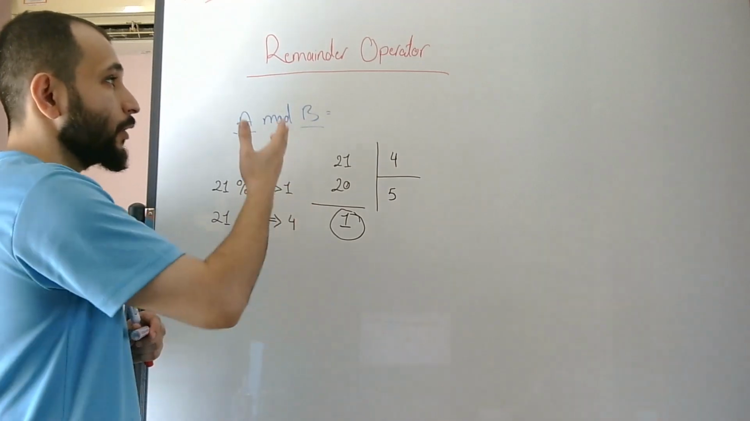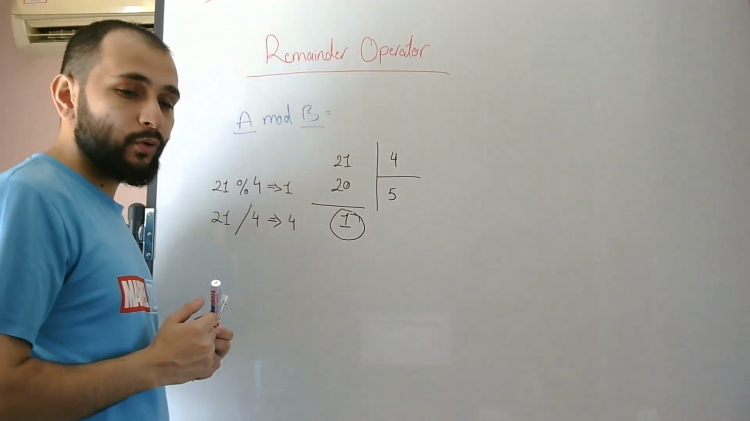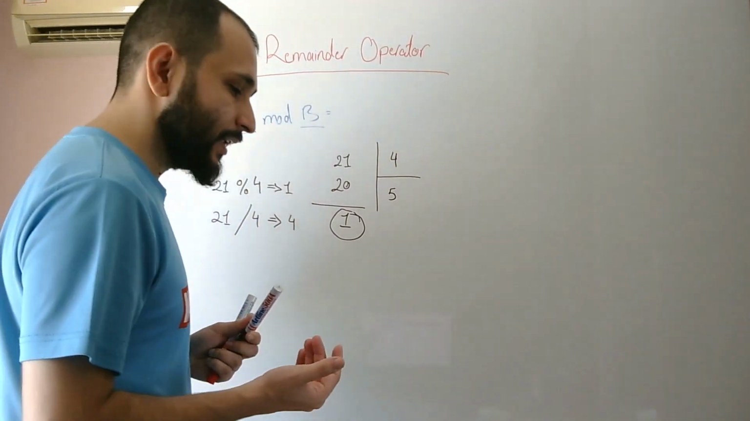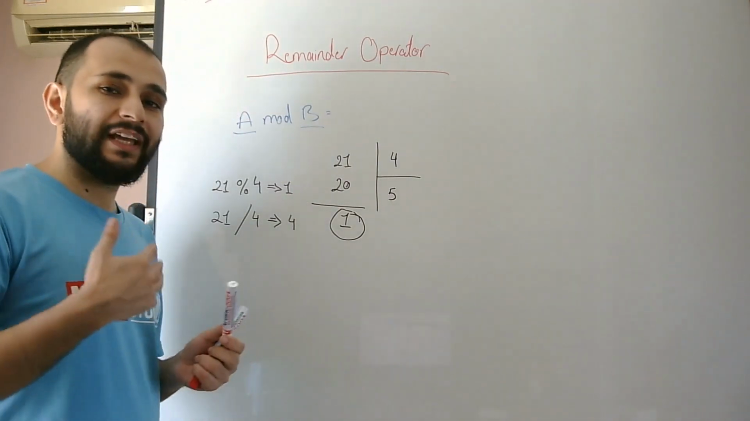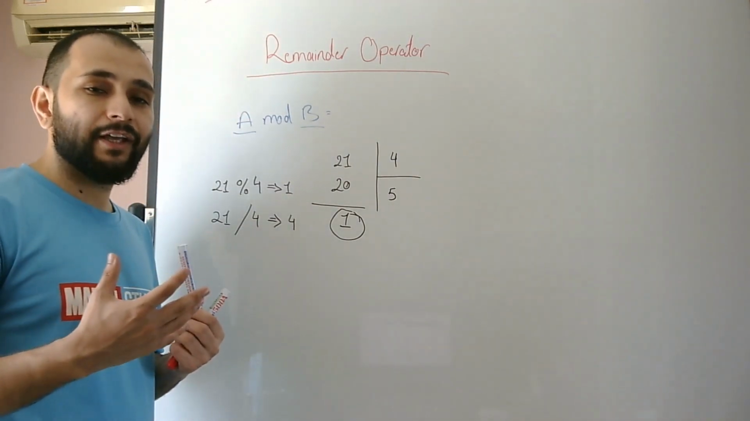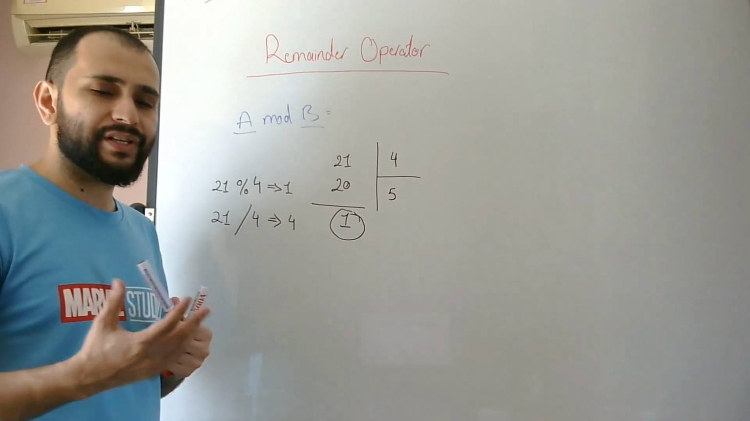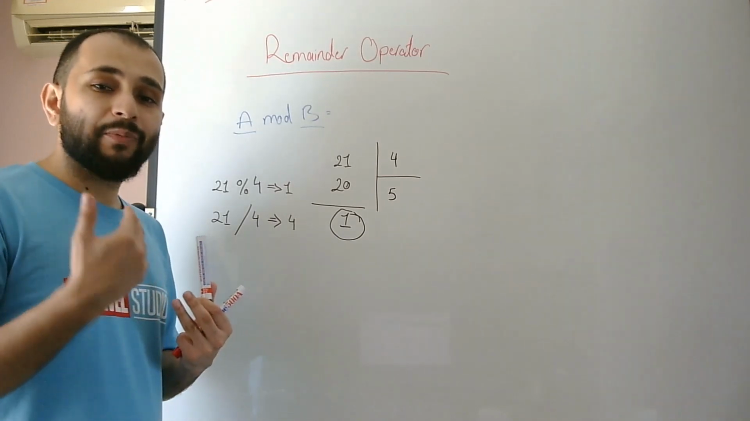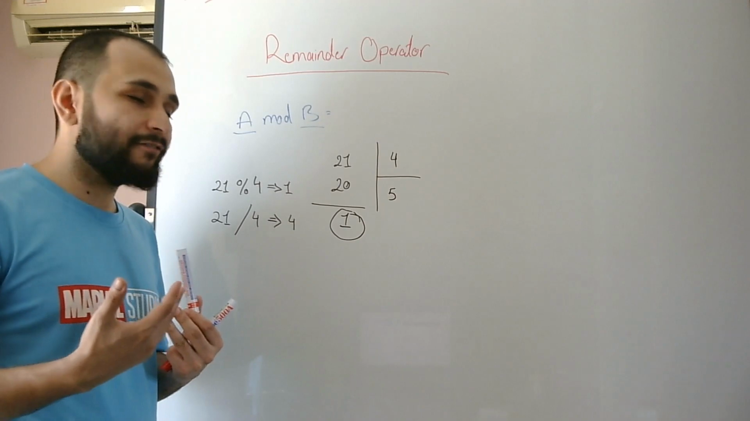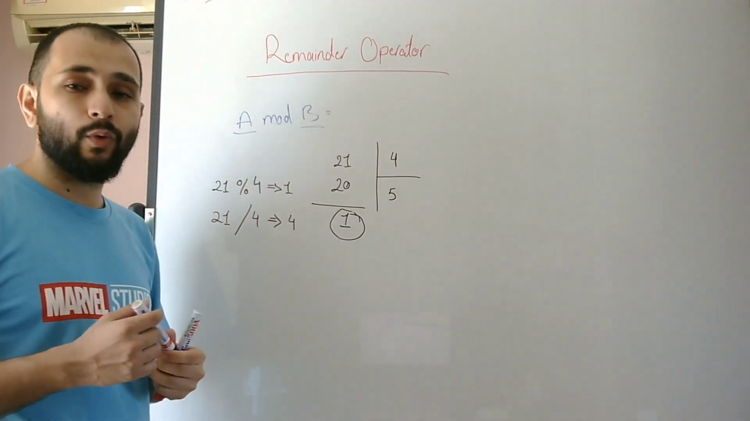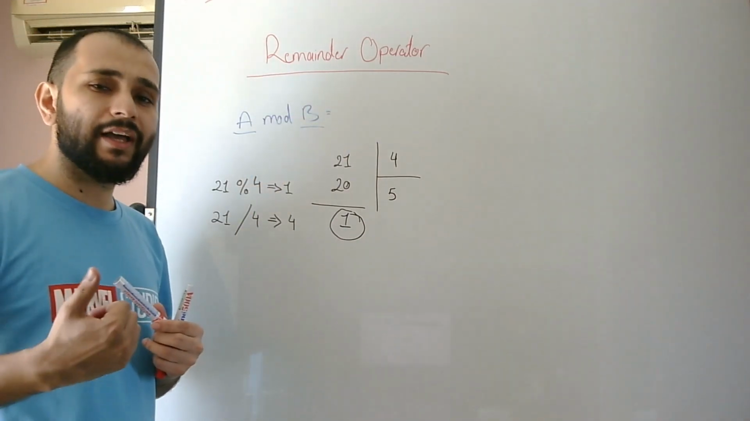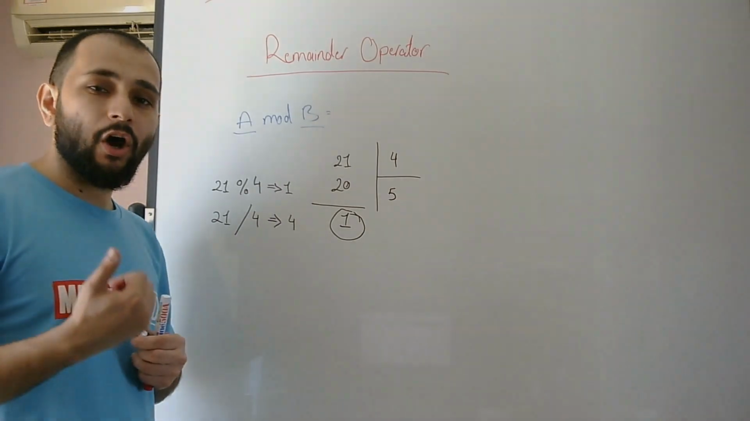And this is how the remainder operator works in the C programming language, and it will be useful in some applications that we will later see, finding odd and even numbers and some other types of operations and applications where this remainder operator will be very useful. So let's see an example of this operator on my laptop.